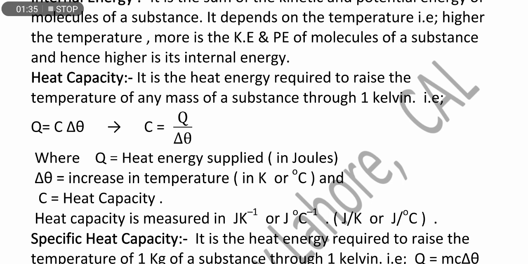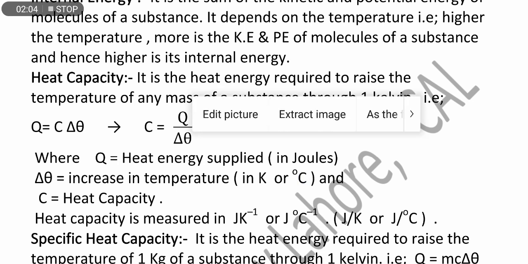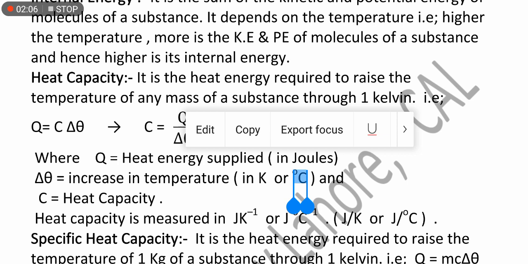Now, from the formula, you can see that capital Q is equal to capital C into delta theta. This triangular sign, delta, shows the change, and theta represents the temperature, so delta theta shows the increase or change in temperature, and it may be measured in Kelvin, capital K, or degrees Celsius. You can see the sign of degrees Celsius here, which shows that it is the temperature in degrees Celsius.